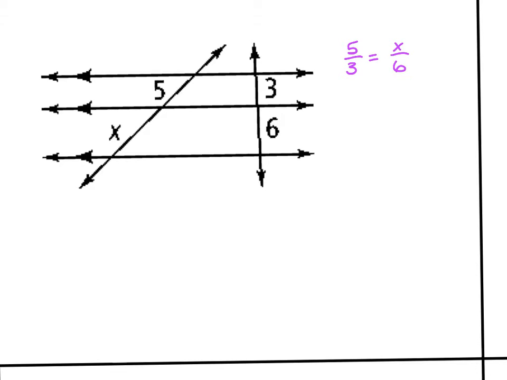I could do 5 over x equals 3 over 6. Or I could reverse them, right? I could go right, left, bottom, top, all that good stuff. So it doesn't matter which of those you solve, except there's a little bit of an easier thing with the bottom one, because why? What can I do with 3 over 6? I can simplify that, and I can make it 1/2.